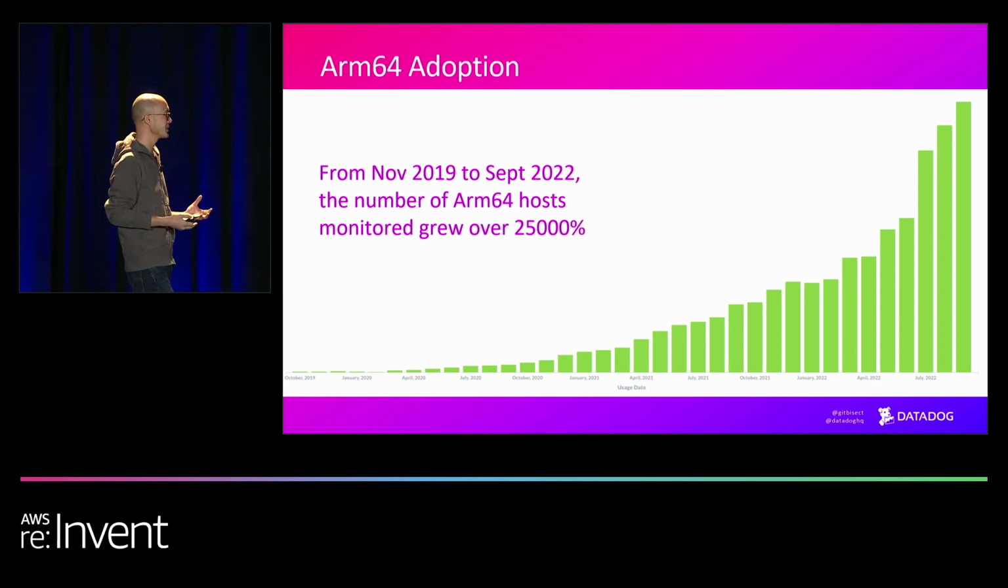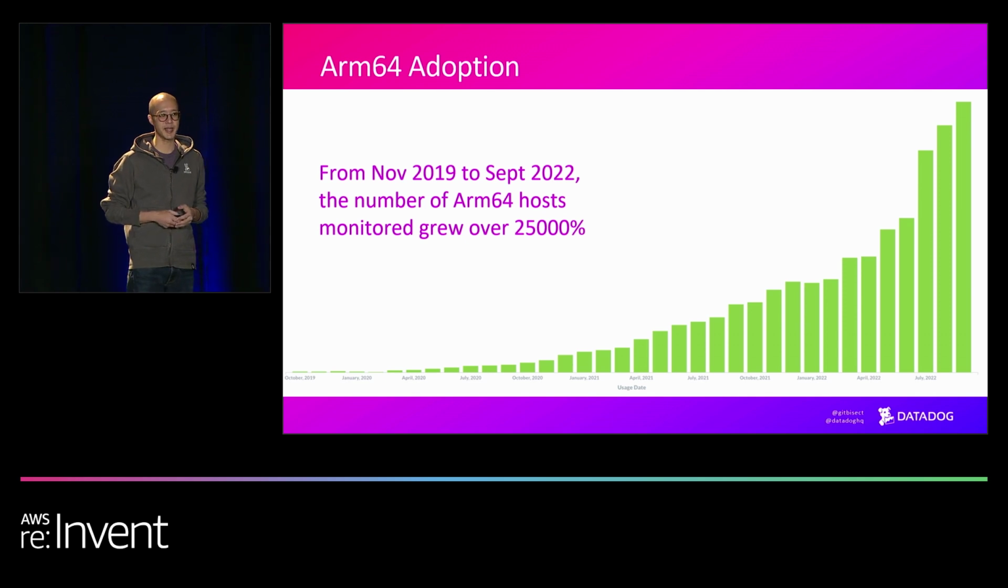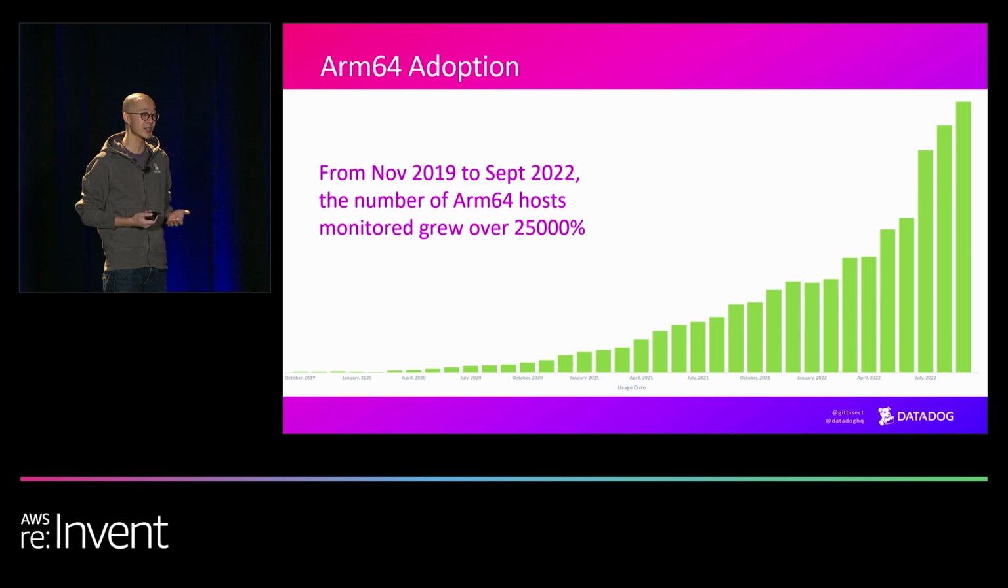But all of that does lead to ARM, right? We were starting to think, well, Graviton 2 is out. It's starting to gain some traction. Let's look at what that actually looks like. So I pulled this stat from our metrics system when I was writing this talk in September. And from the introduction in 2019 of Graviton 2, again, that's where the EC2 instances started to be more in line with what we expect, till now, a 25,000% increase, right, in the number of ARM64 hosts that are reporting to Datadog, which is huge.